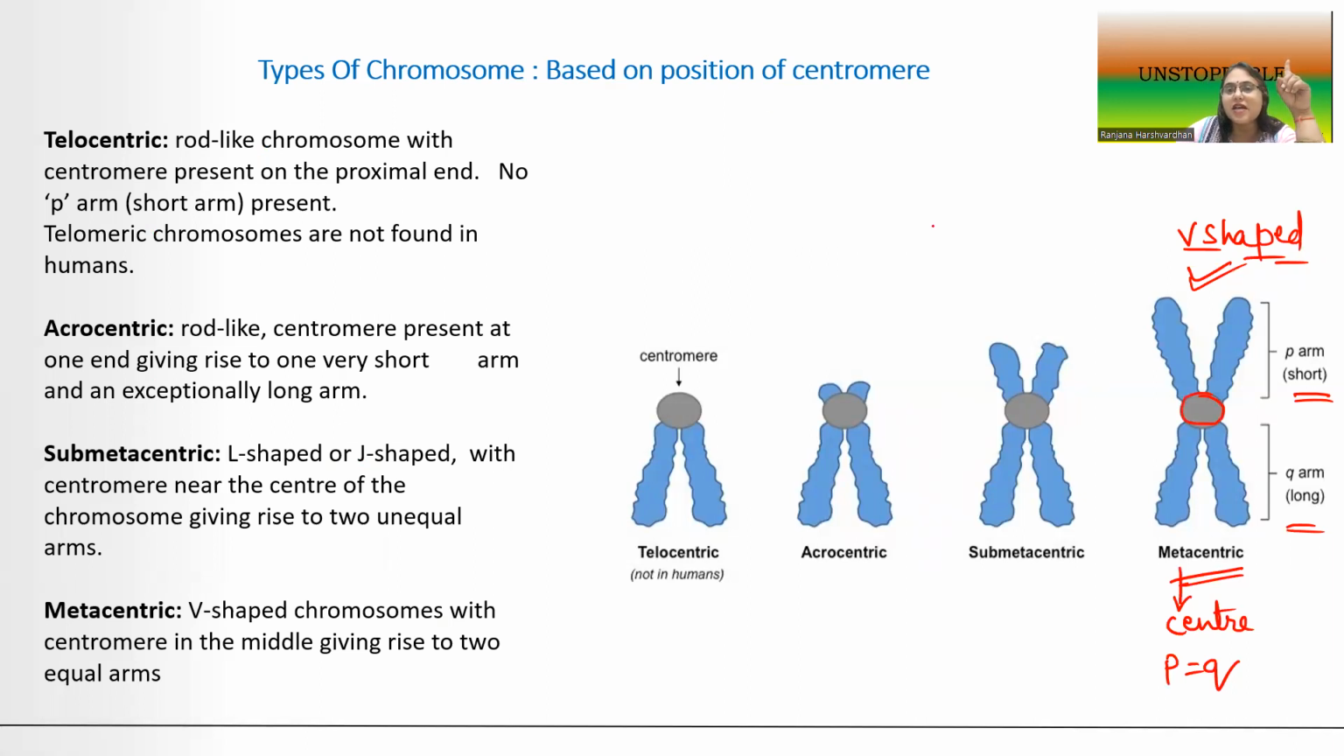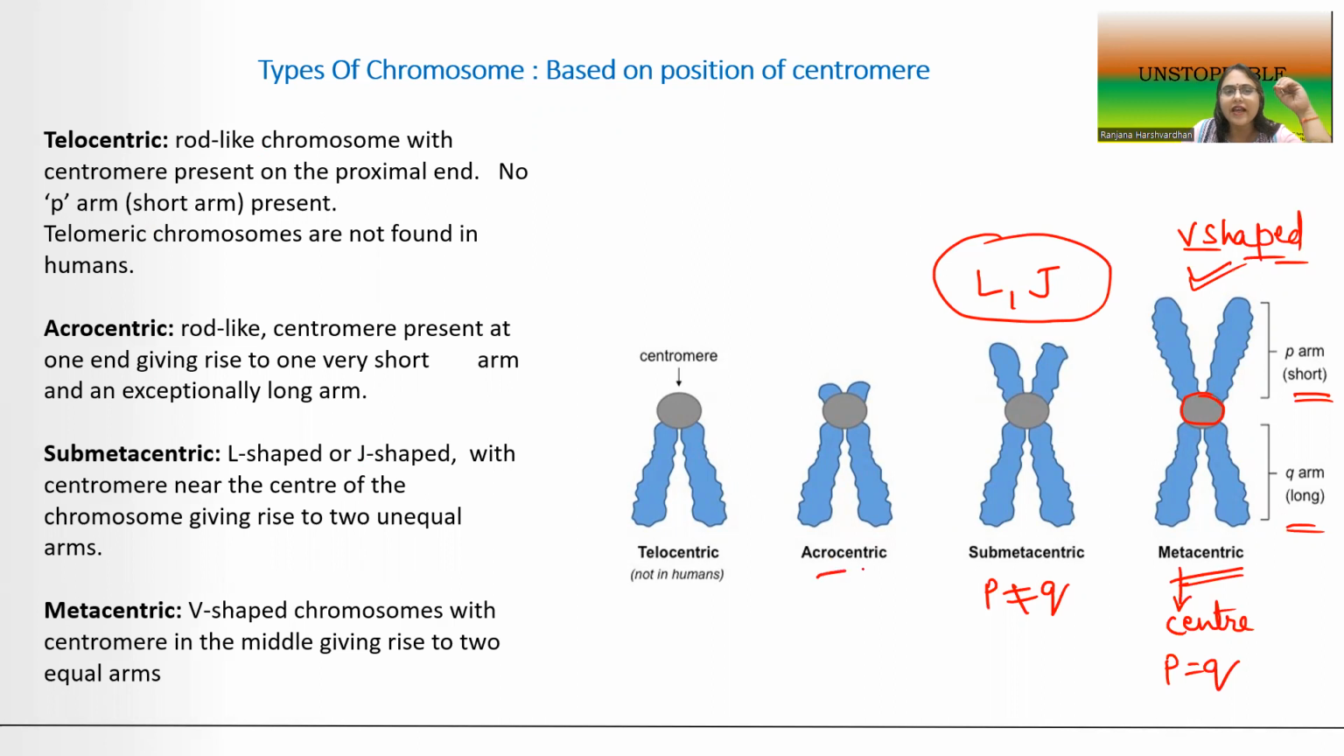For submetacentric, you see it becoming either L-shaped or J-shaped. Why? Because the centromere position is now shifted from the central position. It has moved a little bit away from the center, such that the P arm is not completely equal to the Q arm. The P arm is a little bit shorter than the Q arm. The centromere is not exactly in the center. It is slightly moving away from the center, giving this chromosome an L or J shape. So you can get questions related to which type of chromosome a shape belongs to. Then you will have to answer submetacentric if it is L-shaped or J-shaped.